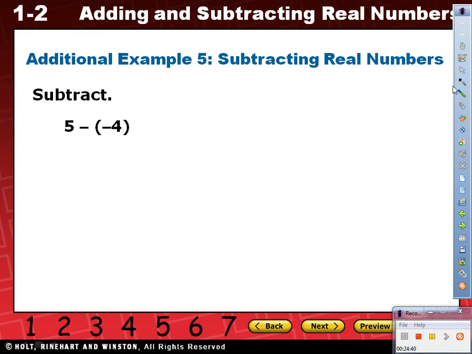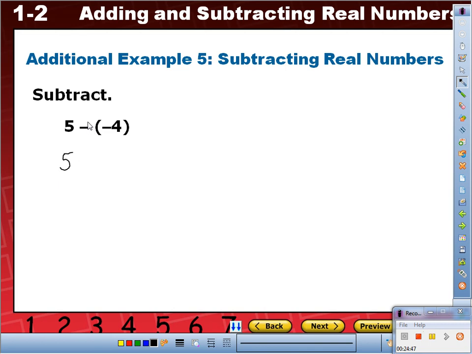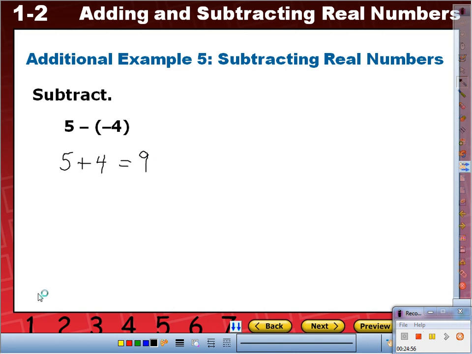Pens down and eyes up here. Here it goes. Watch. This stays the same. I change this to addition. And what is the opposite of a negative 4? 4. So what is 5 plus 4? 9.